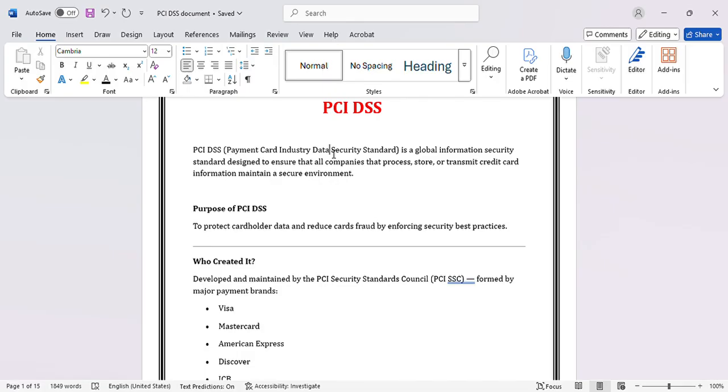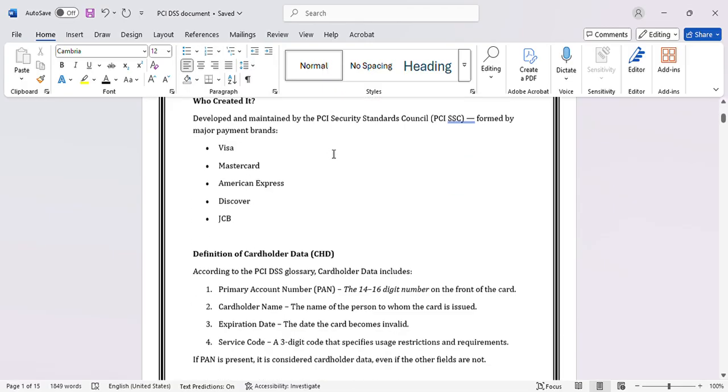Or we can also say that those vendors who are storing, processing or transmitting the transactional details are also supposed to comply with PCI. So the purpose of PCI is to protect the cardholder's data and reduce card fraud by complying with the security best practices. It was created by Visa, Mastercard, American Express, Discover, JCB and others.